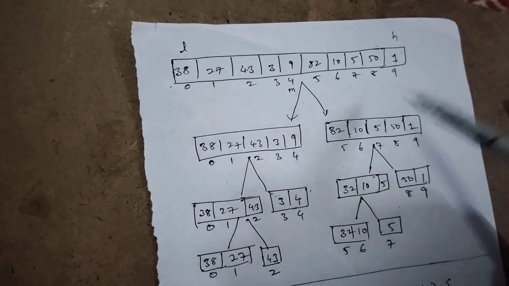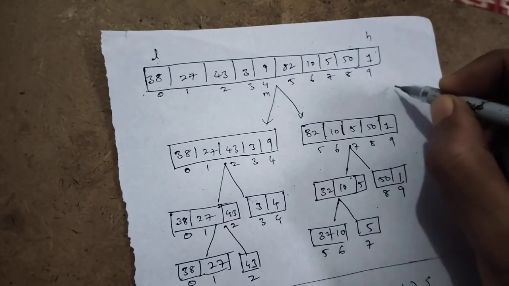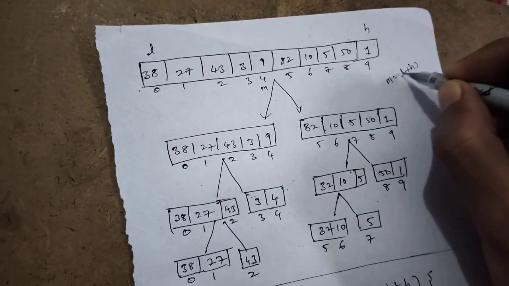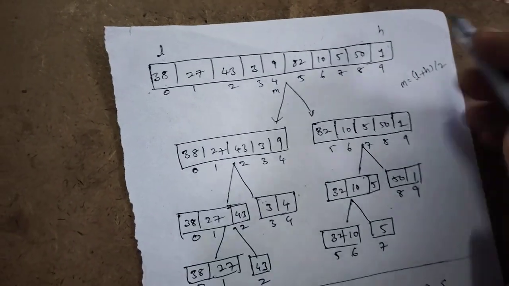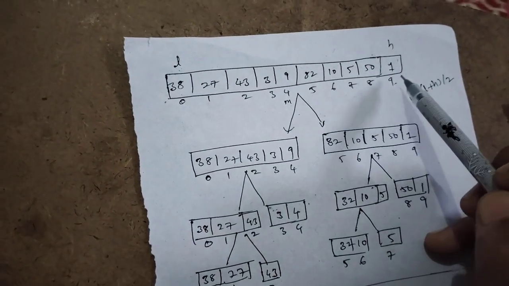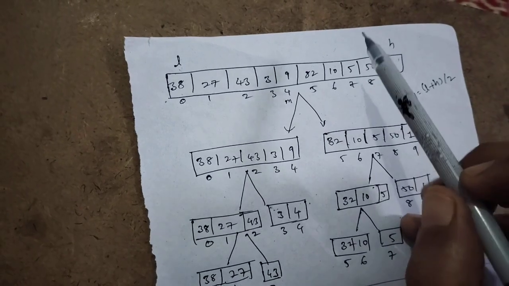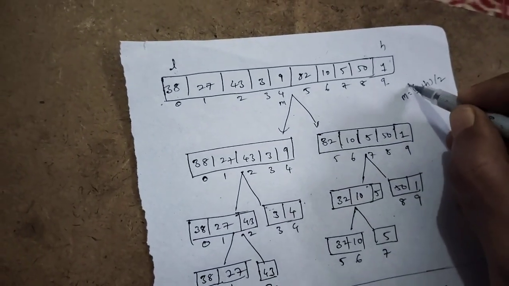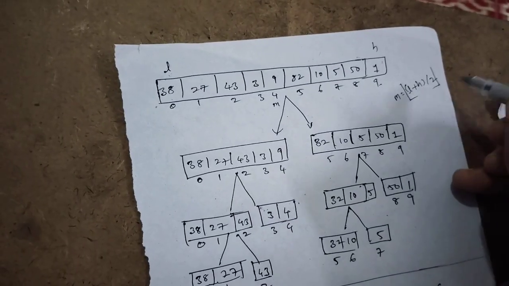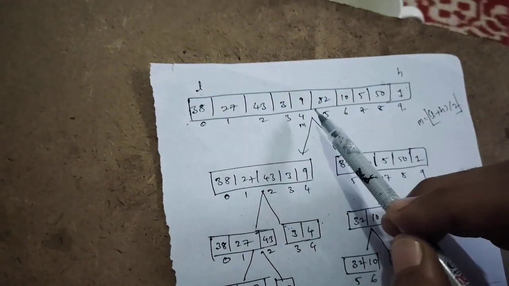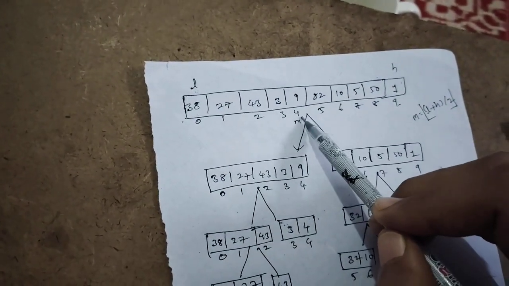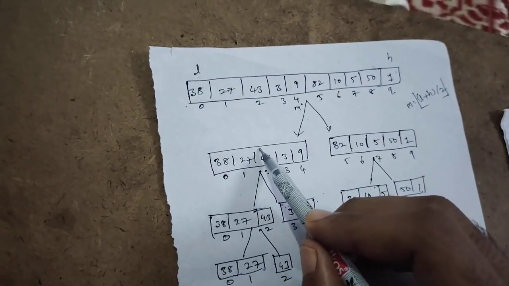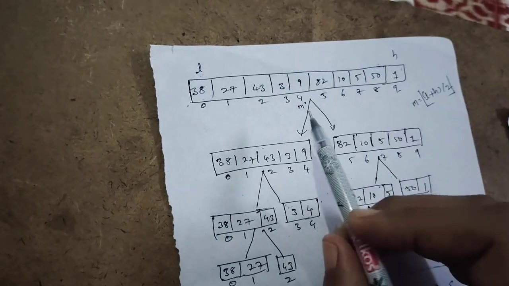We want to find out the mid. How do we find the mid? Let m equal (l plus h) by 2. When 0 plus 9 by 2 equals 4.5, we take the floor value, so the mid value is 4, and it divides into two parts, a right part and a left part.